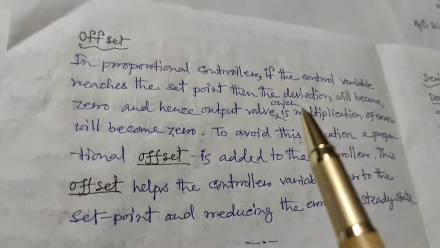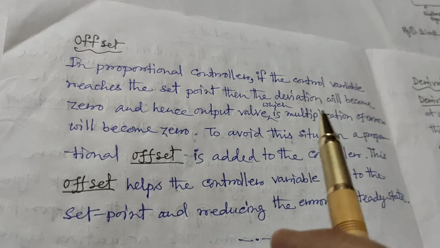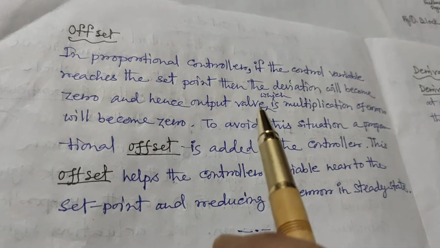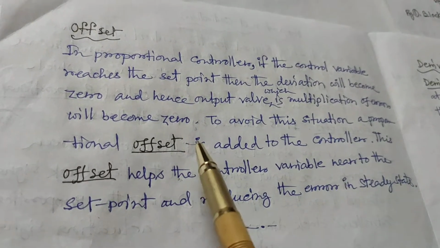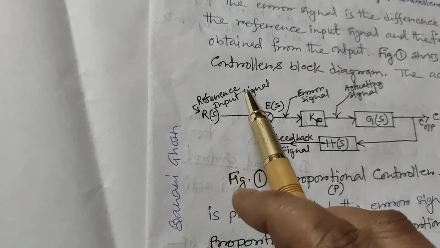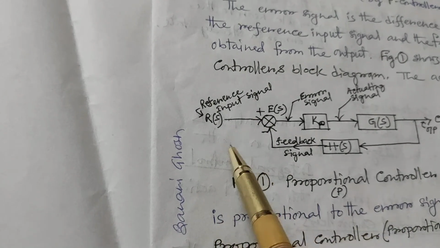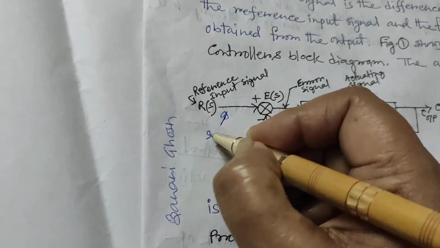Now come to the point of offset. What is offset? In a proportional controller, if the control variable reaches the set point, then the deviation becomes 0 and the output also becomes 0. If the controlled variable or reference input signal reaches the set point, this is the set point.